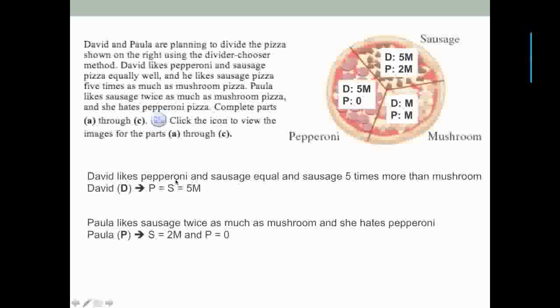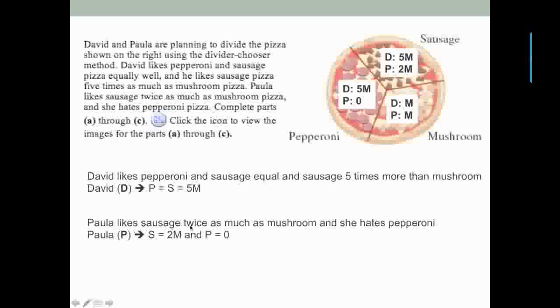Let's do some translation. David likes pepperoni and sausage equally, and sausage 5 times more than mushroom. If we designate David by a capital D, then we know that pepperoni and sausage are liked equally well, and sausage is liked 5 times more than mushroom. So we will designate mushroom for David as M, sausage for David as 5M, 5 times more than mushroom, and pepperoni 5M because sausage and pepperoni are liked equally well by David.